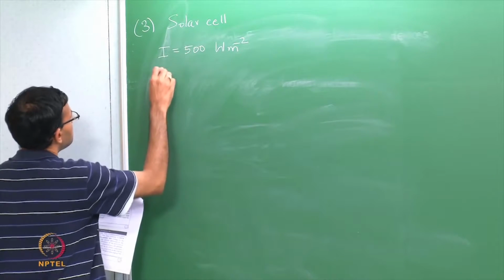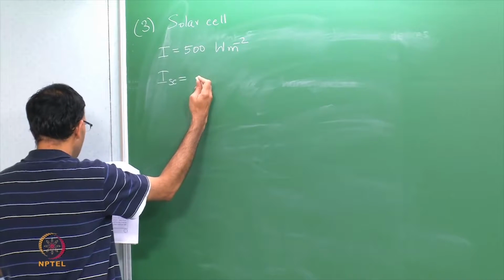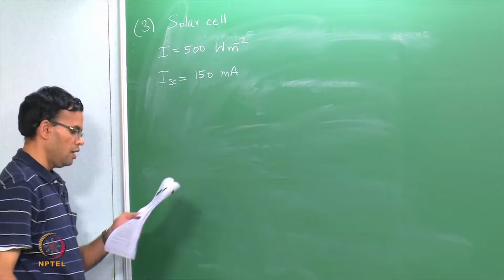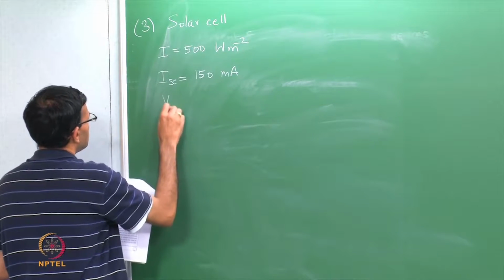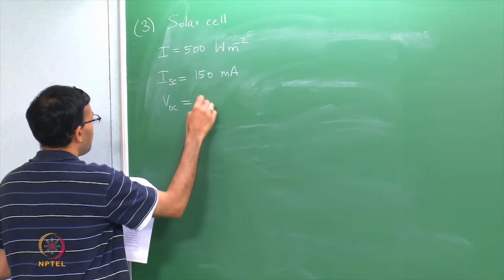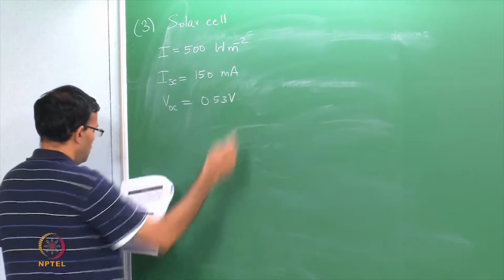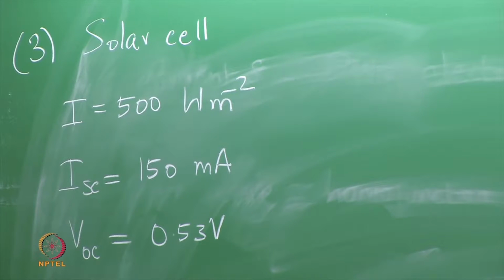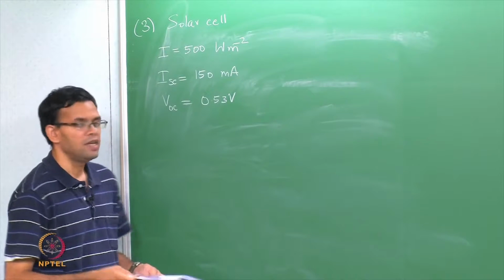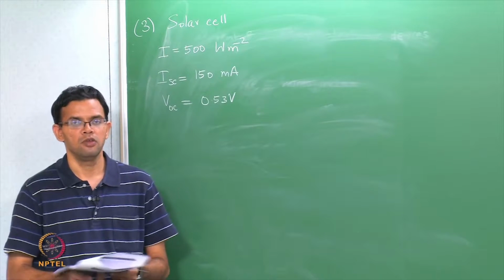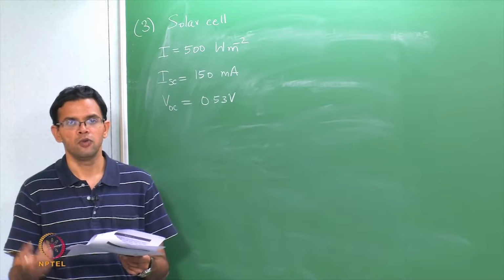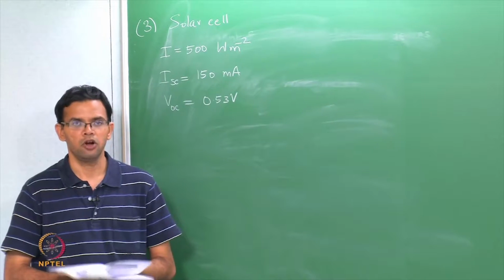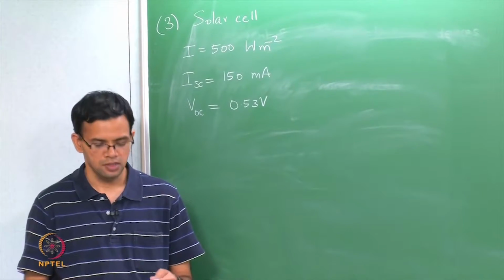So, ISC is 150 milliamps and also the open circuit voltage VOC is 0.53 volts. The question asks what is the short circuit current and also the open circuit voltage when we double the value of the illumination. So, illumination goes from 500 to 1000 watt, or 1 kilowatt per meter square. Similarly, what are the values when the illumination is essentially halved?